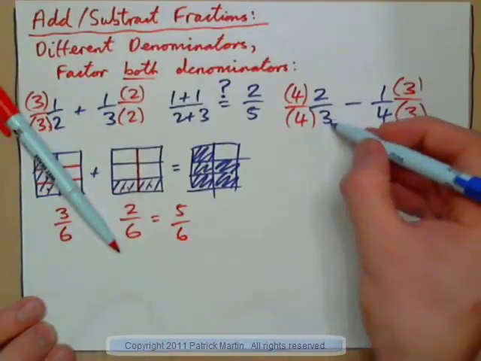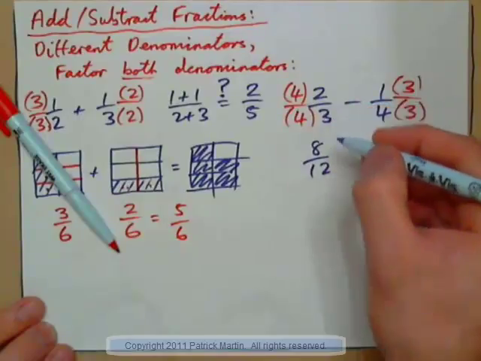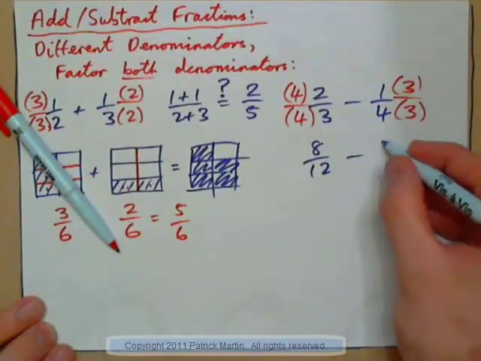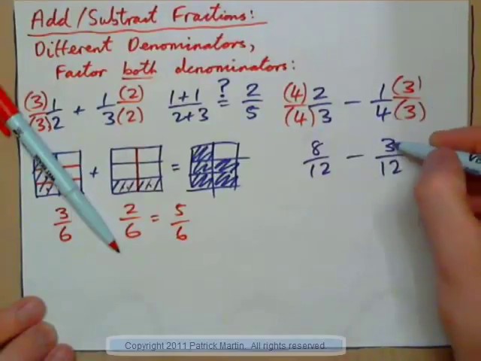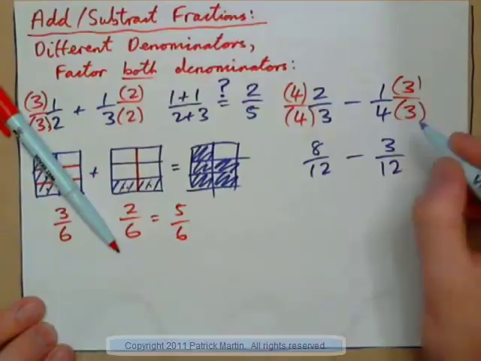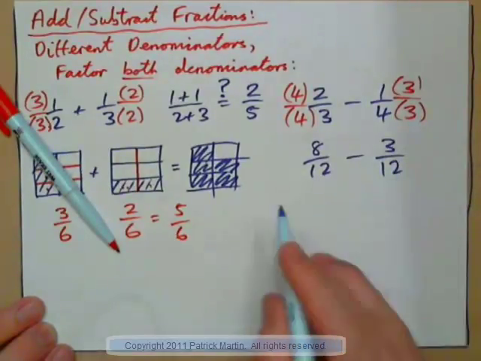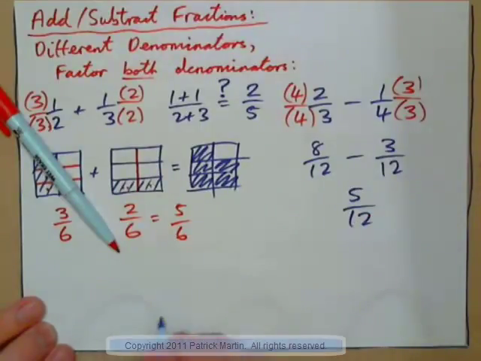So this 2/3 becomes 4 times 2, 8/12. Now 2/3 is the same as 8/12. 1/4 becomes 1 times 3, 3, and 4 times 3, 12. 1/4 becomes 3/12. The same quantity, it looks different, but it's good because the bottoms are the same. 12, 12. 8 minus 3 is 5, so that's 5/12.